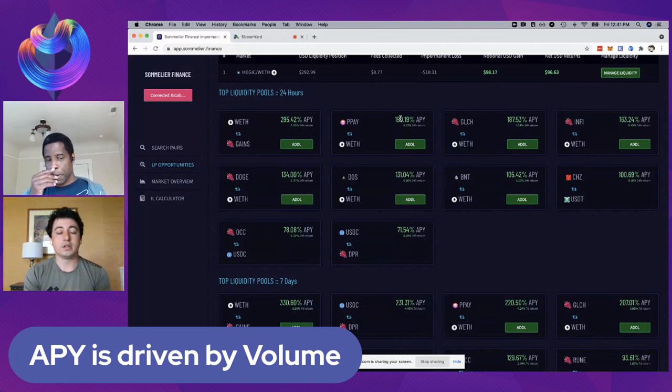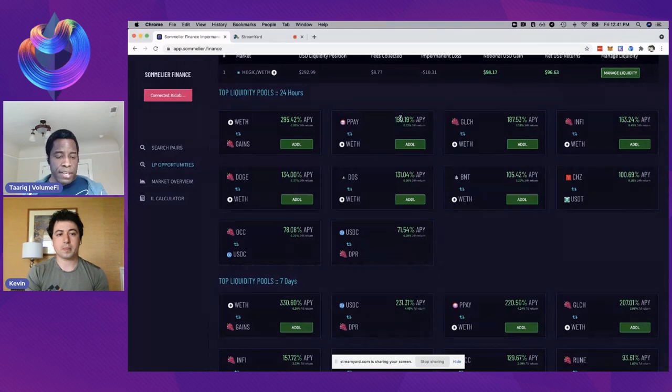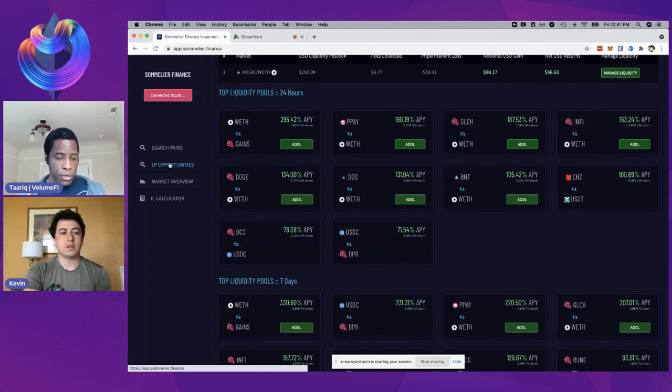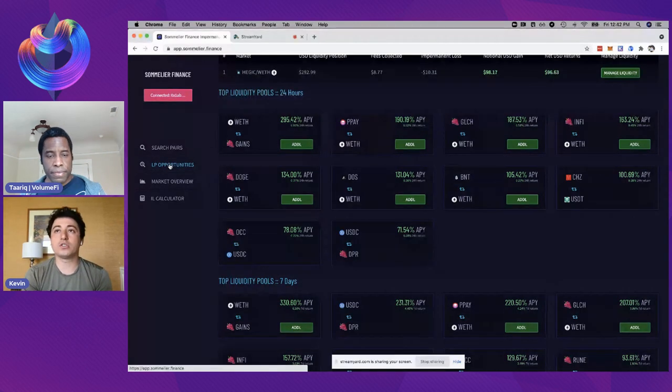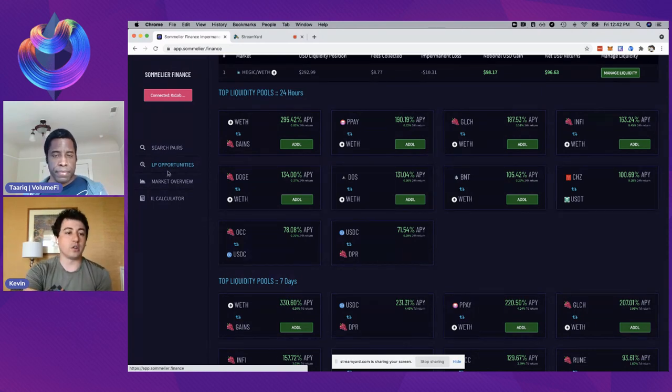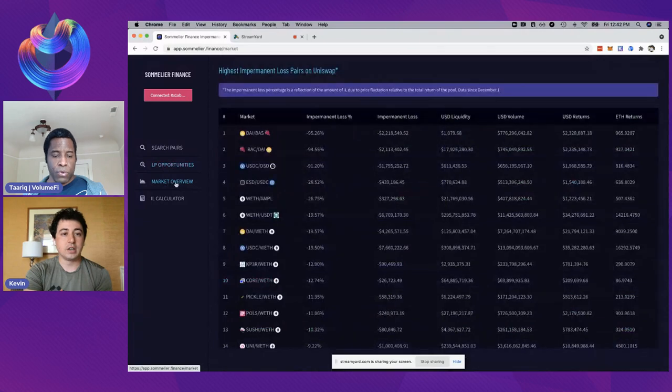One of the things I was looking at is that there are a bunch of controls on the left side. What are these controls for? I see surge pairs and LP opportunities. Which is which? These are tools you can use in addition to what we are surfacing here to get a better overview of the market from an LP's perspective. For instance, I can go to the market overview page. What's up in there? I can see the highest impermanent loss pairs on Uniswap.